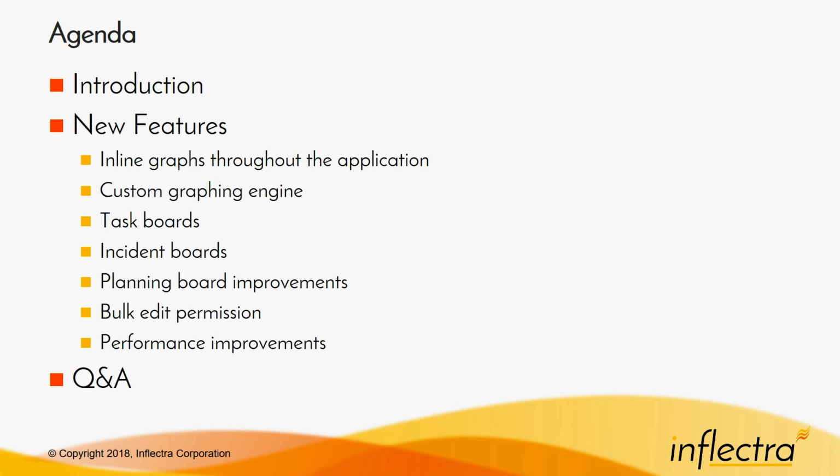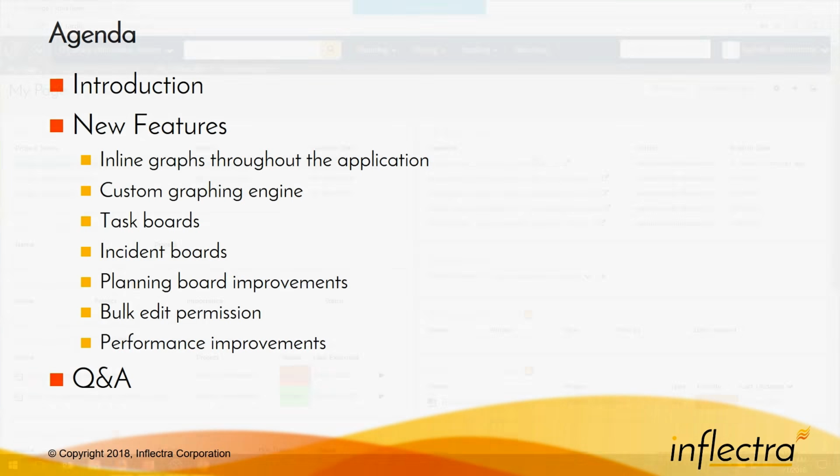We'll then focus on the agile planning features of SpiraTeam version 5.4, specifically the new task boards, the new incident Kanban boards, and also enhancements to the existing requirements planning board. After that, we'll talk about two key enhancements we've added to the new version. One is the new bulk edit permission that lets you more easily manage different users' permissions across the projects, and also some significant performance improvements we've made to improve the speed and usability of the application.